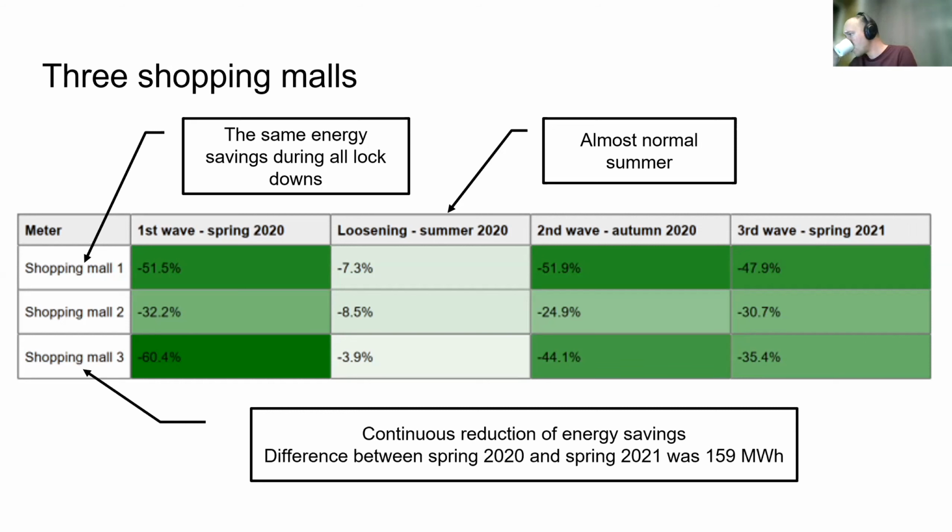And this makes almost 160 megawatt hours per month. So even for a shopping mall, it's quite a significant amount of energy. And they have been asking the question why there is such a difference. So on one hand you can say that 35% energy reduction is quite nice, but the right question is why it was not 60, as 1 year before.